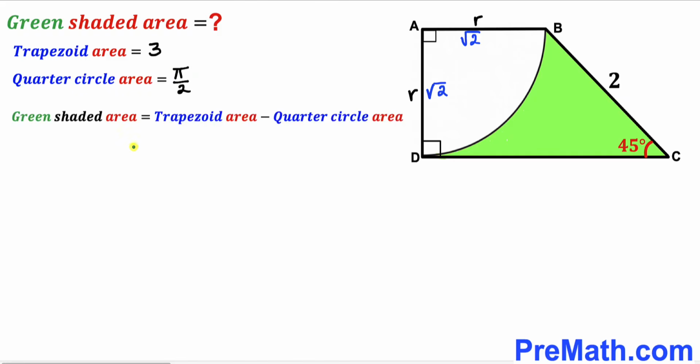And here's our final step. We are going to calculate the area of the green shaded region. And now let's recall this equation once again. The green shaded region area is equal to the trapezoid area minus the quarter circle area as well. And we already figured out the trapezoid area as 3 and the area of the quarter circle as pi divided by 2. Let's go ahead and fill in the blanks in this equation. So we got 3 minus pi divided by 2.